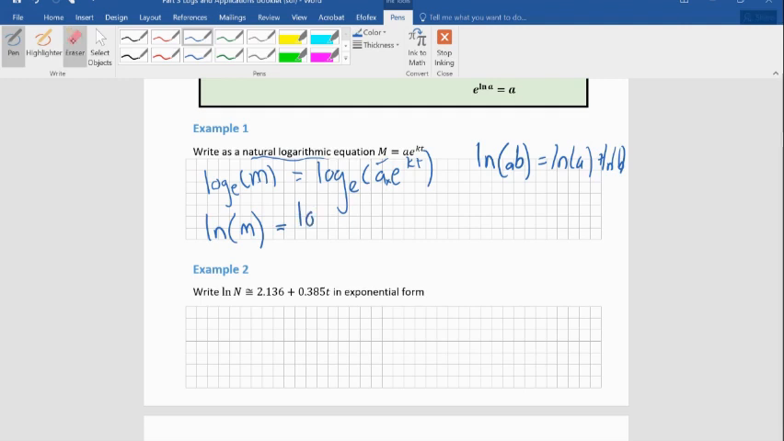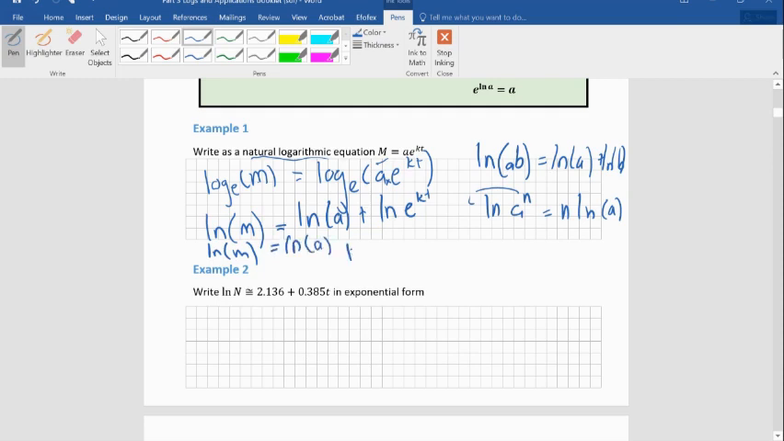Rather than writing log e, we'll just write ln from now. So I've got ln a plus ln e to the kt. And you can use that other rule where we know that ln a to the n, you can put the n out the front. So I could rewrite this as ln m equals ln a plus kt times ln e. And there's still more you could do. If you remember just up above, we know that ln e is equal to 1, so you really don't even need to write that.